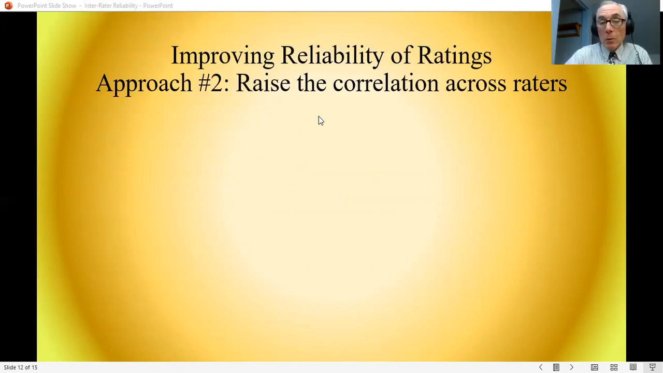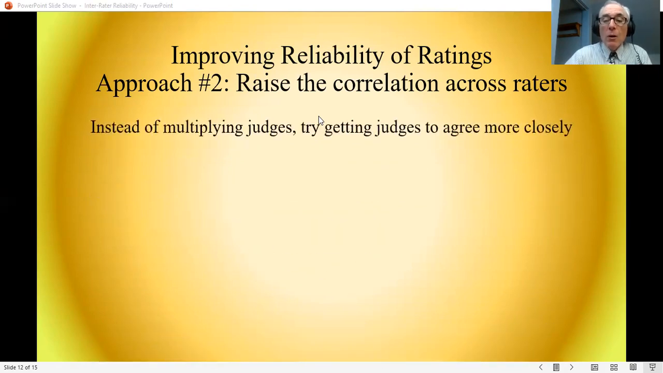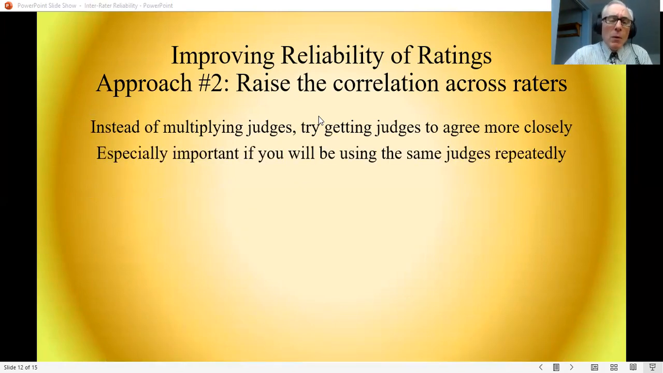So there's also the other approach. How do I get the judges to agree more closely? Raise the correlation across the judges, across the raters. And this is especially important in a scenario like the one I'm presenting, where you're probably going to have the same readers viewing products possibly for years on end. Although it could be important even in your own thesis or dissertation project, you don't want to have the need to recruit like 10 judges. That's hard to find. So there are strategies for this.